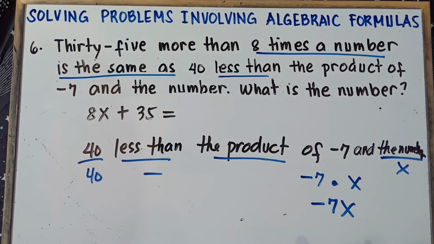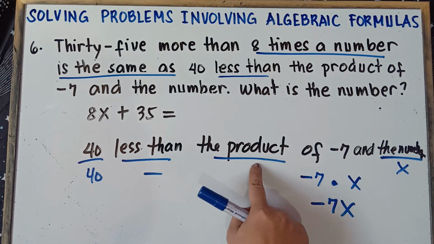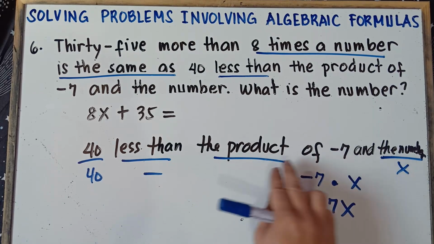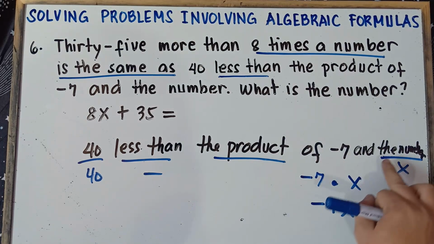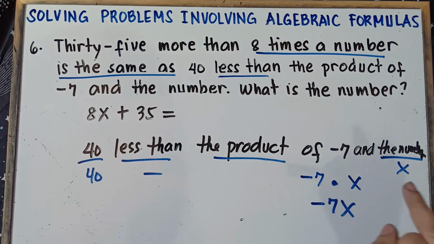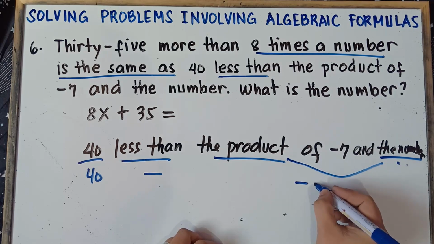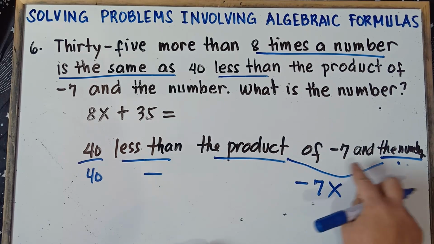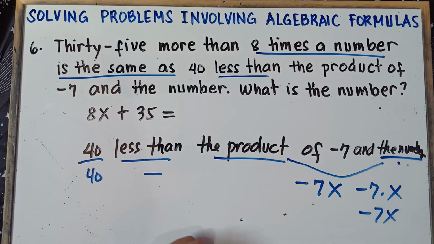Once again, class, I hope you're not confused. 40, copy 40, less than, minus sign. The product, of course, we are multiplying negative 7 and the number, so that would be negative 7 times x. The answer is negative 7x. So negative 7 times the number, so negative 7 times x, that would be negative 7x.